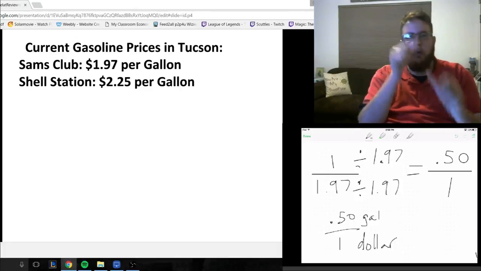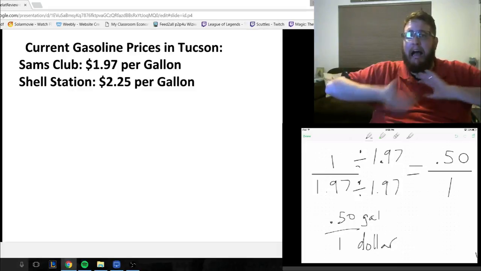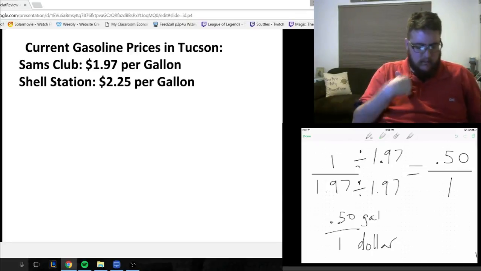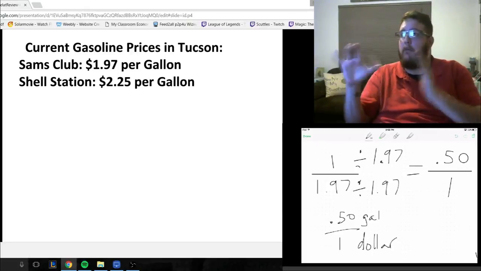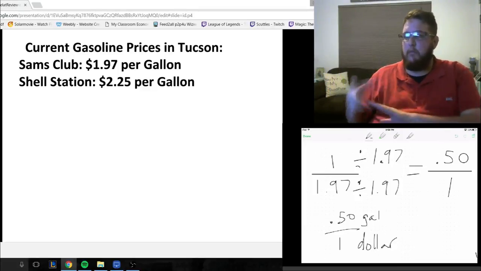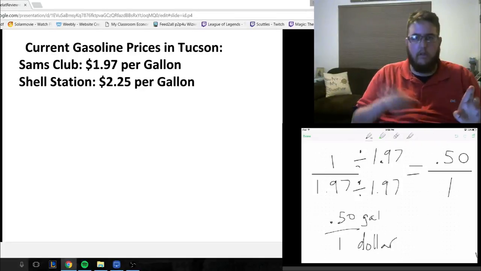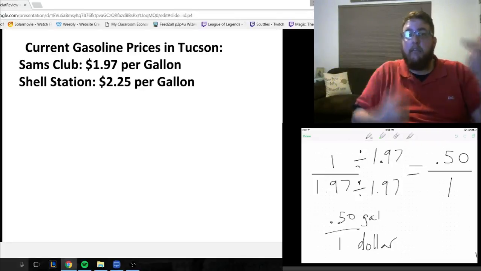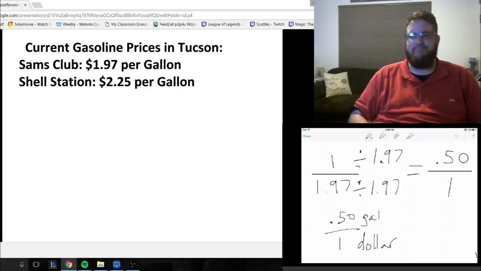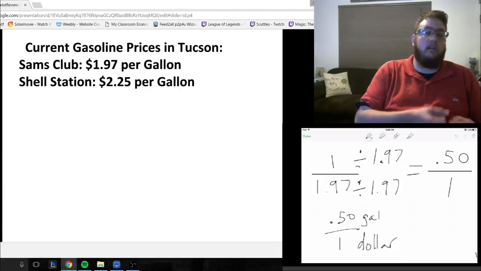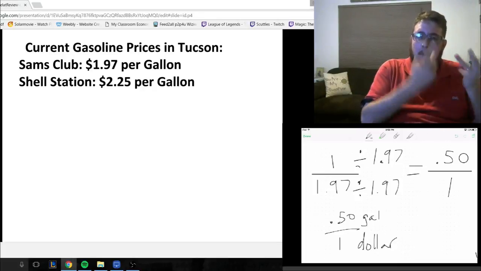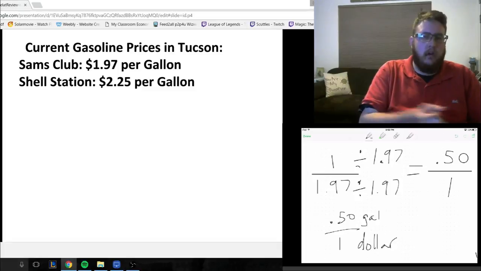But remember, if you write one the wrong way, you must write the other that way as well. So what I mean by that is if for some reason you have Sam's Club as gallons over dollars, that's totally okay, but you must also find the unit rate for the Shell station as gallons over dollars. If you had gallons over dollars for Sam's Club, but you had dollars over gallons for the Shell station, you could not compare those two unit rates because they're talking about two different things. Gallons over dollars is talking about how many gallons you can get for each dollar, and dollars over gallon is talking about how many dollars it costs for each gallon. So they're similar, but they're not quite the same.